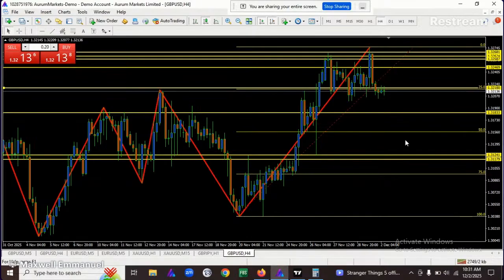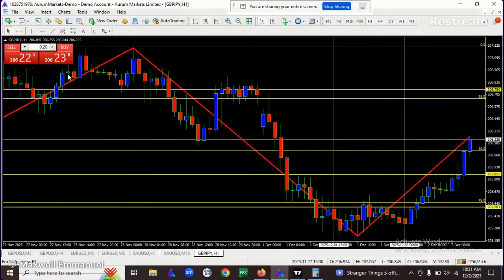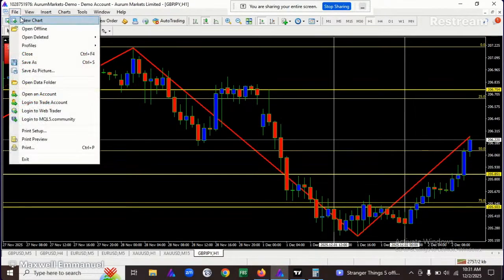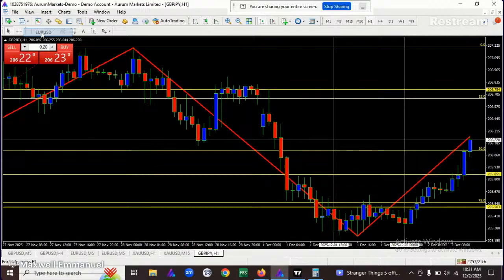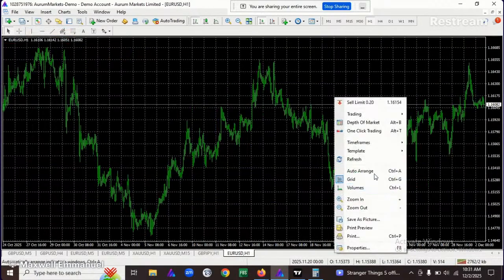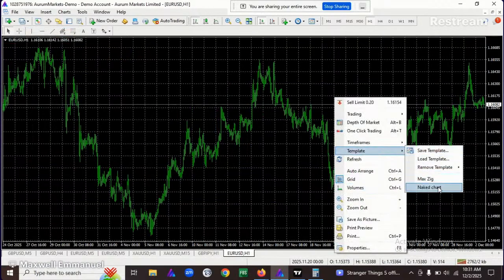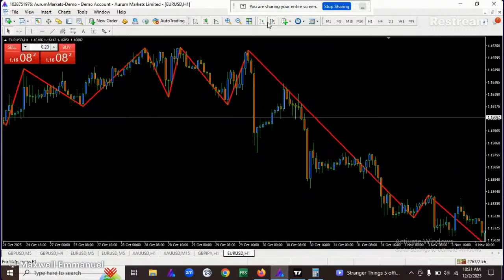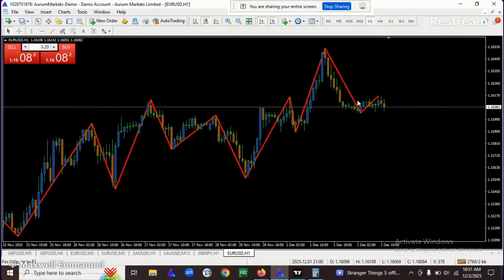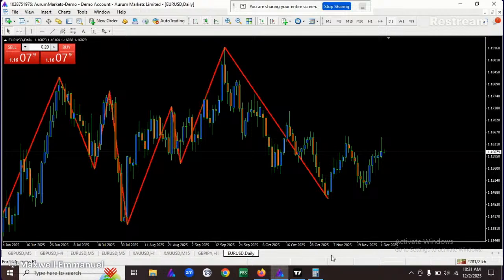Okay, so that's my take on GBP USD. I hope that is clear. Let's see Euro USD. You can see the pattern we have on GBP USD is also similar to what we have on Euro USD. So let's start with the daily.